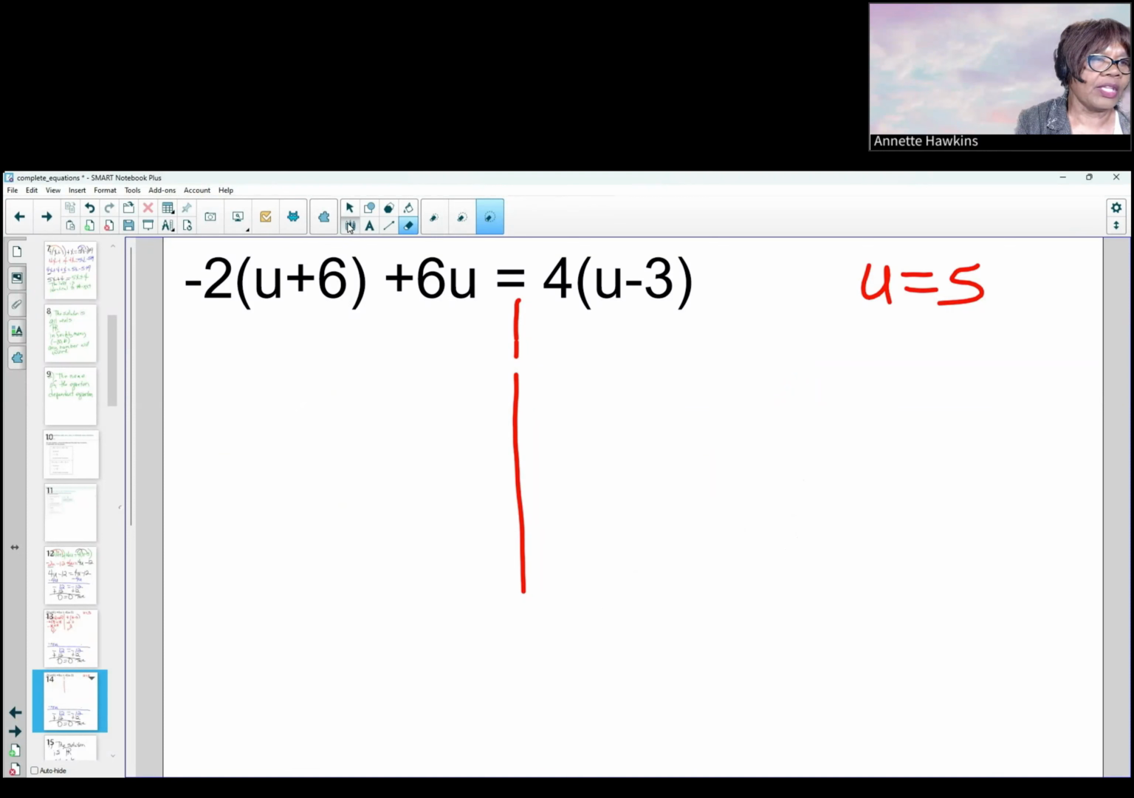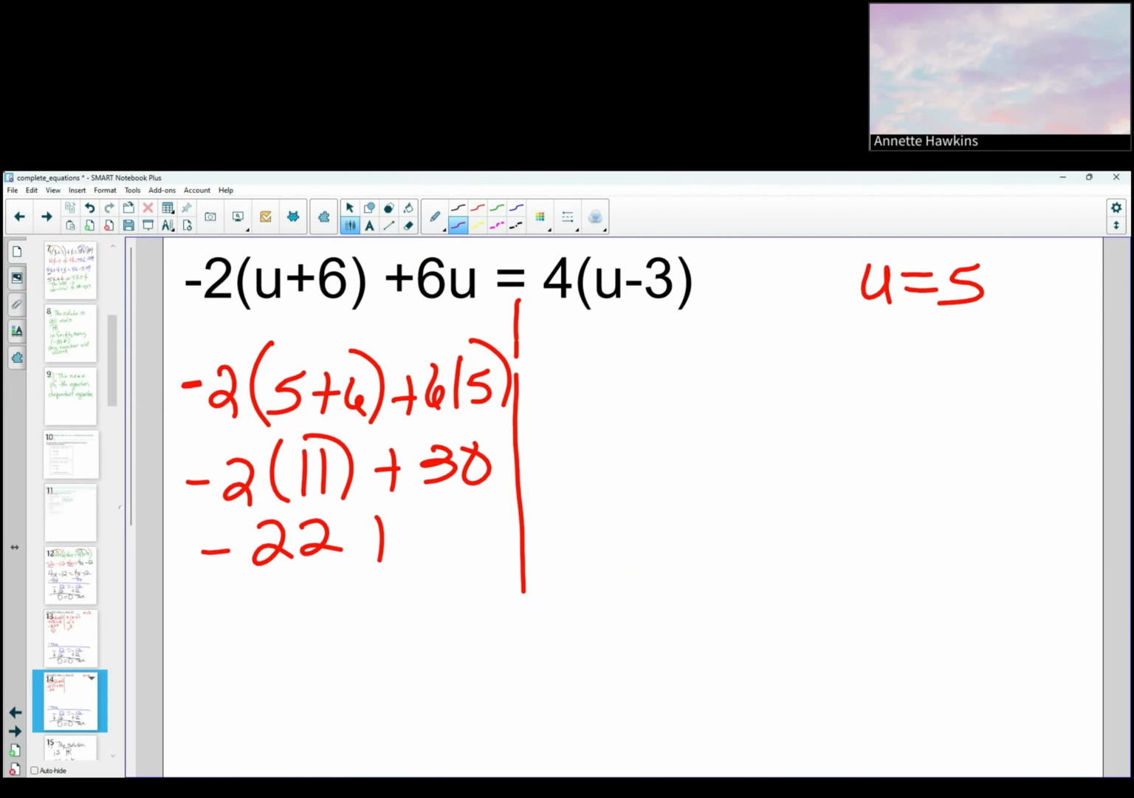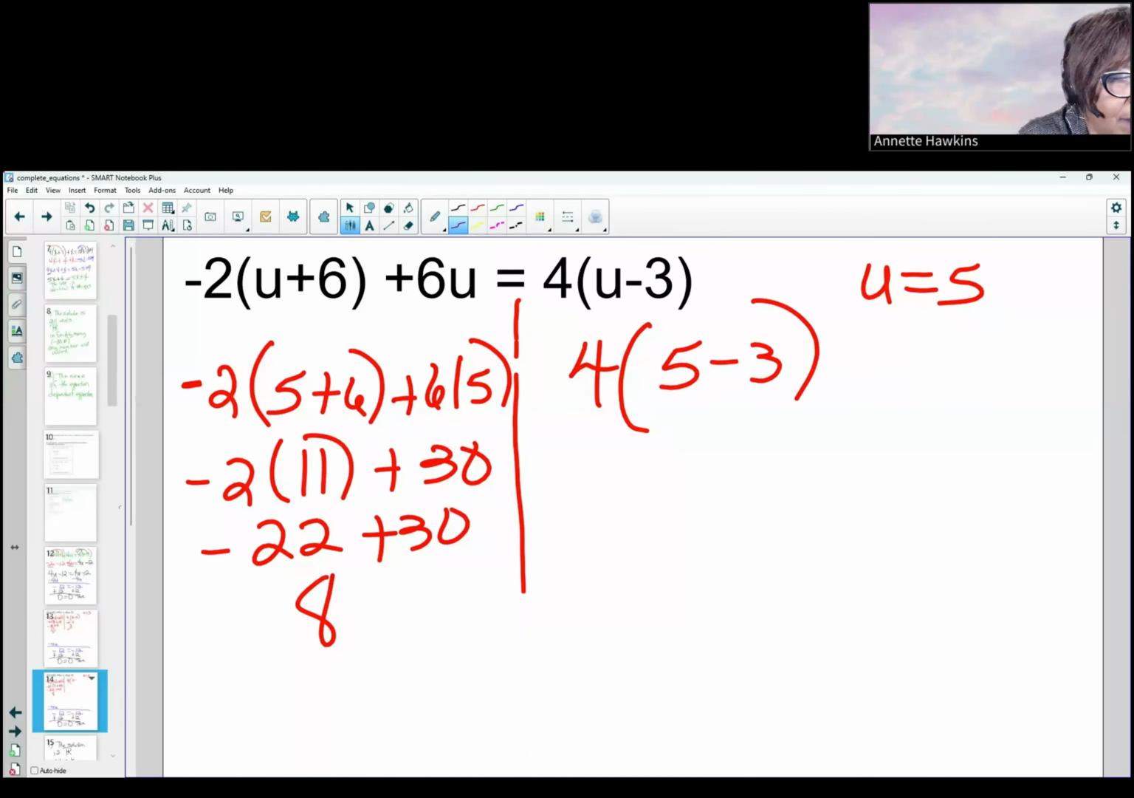So let's let u be 5. -2 times 5 plus 6 plus 6 times 5. -2 times 11 plus 30. -22 plus 30. I get 8. Okay. Let's come over here. 4 times 5 minus 3. 4 times 2, I get 8. 8, 8, so it checks.